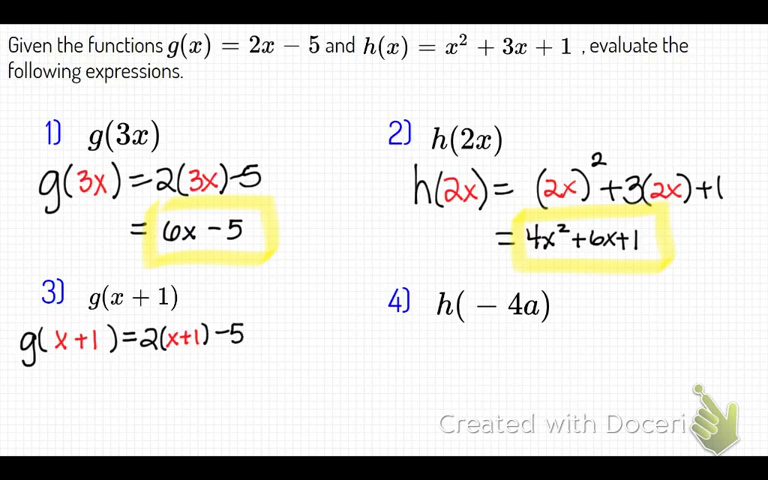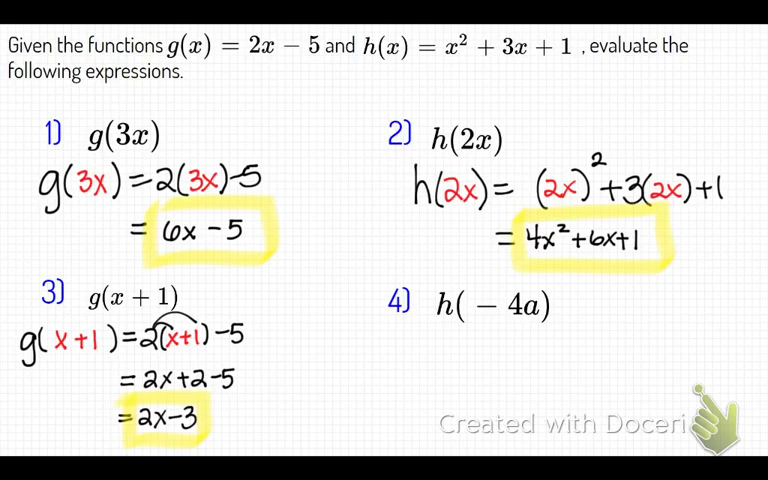Okay, what do I get now? You distribute. Okay. So what does that give me? 2x plus 2. Okay. Minus 5. Yeah. So what's my answer? 2x minus 3. 2x minus 3. Do we agree with him? I think so.